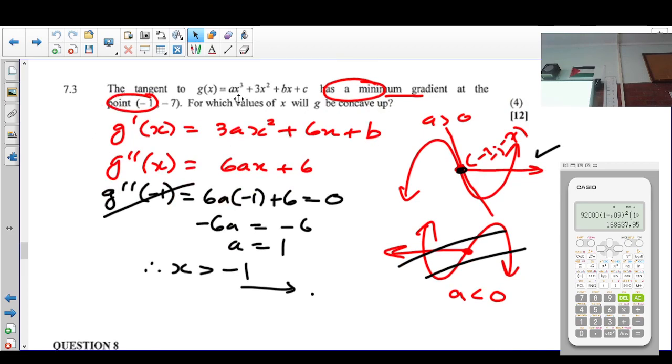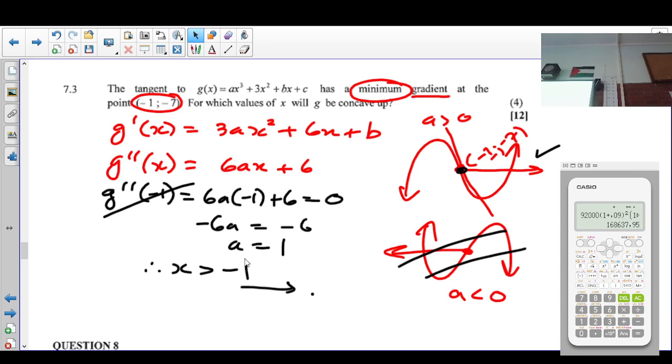Just to recap here, we are told that the tangent to g of x equal to ax cubed plus 3x squared plus bx plus c has a minimum gradient. So the gradient is the first derivative, minimum is the second derivative, at the point -1 and 7. So that's actually the point of inflection, that's the second derivative. For which x will the graph be concave up? We need g double prime of x. So we take the first derivative, again the derivative, which is the second derivative. At -1, your second derivative is equal to 0.